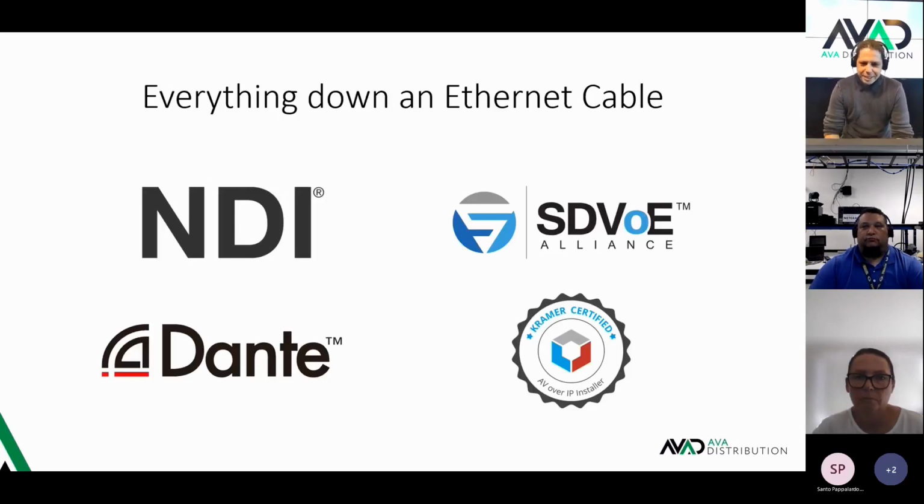Protocols, Ethernet. Everything is down an Ethernet cable these days. So many protocols and applications are bridging the gap between IT and AV. We've got NDI, for example, SDVoE, Dante protocol, and then Kramer have their AV line, their AV over IP hardware. We use a lot of these protocols in the systems we design now. You can distribute your hardware, link everything together on a network, and program up your systems completely with Ethernet. It's a big game changer, and it's changed very rapidly over the last five years.